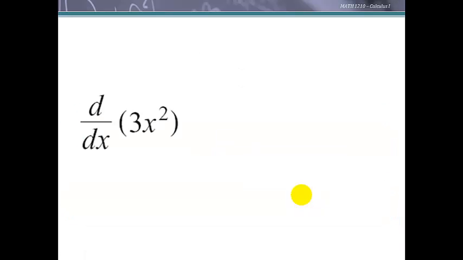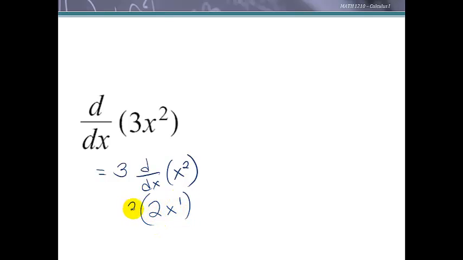So in fact, if I wanted to compute this derivative, I could multiply the constant later, and I could find the derivative of x squared, and we know that's the power rule. Power out in front, decrease the power by 1, and then we will multiply it by the constant. So we should get that the derivative of 3x squared is 6x.